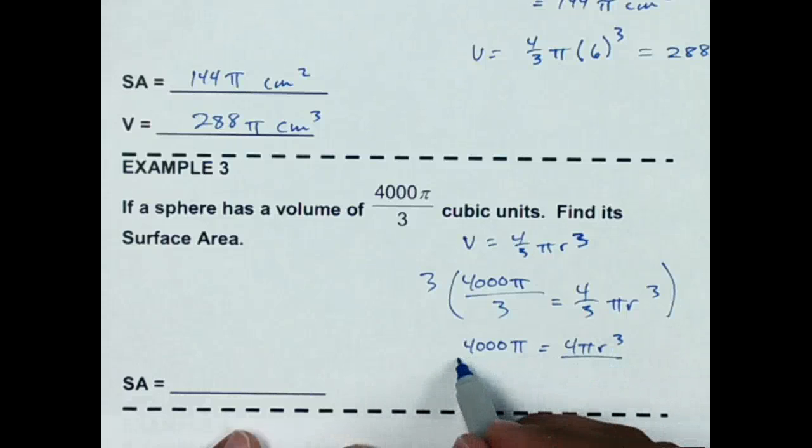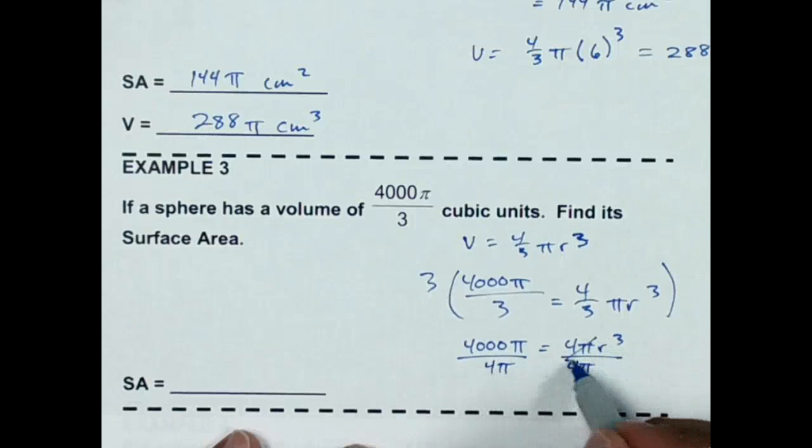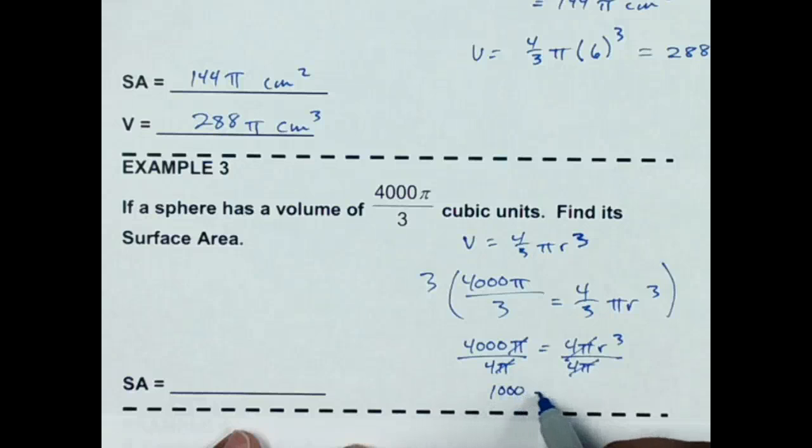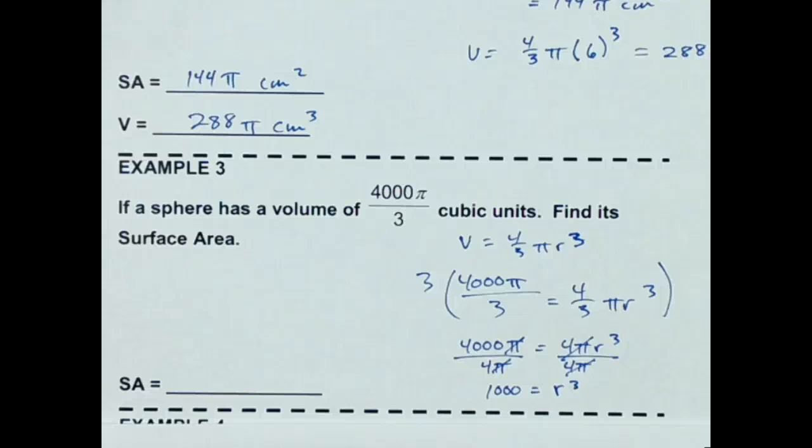Then I can take both of these and divide by 4 pi. That factors away, pi's cancel. That gives me 1,000 is equal to r cubed. So I want to take the cube root of 1,000. And let's show you real quick how to do that on the calculator.